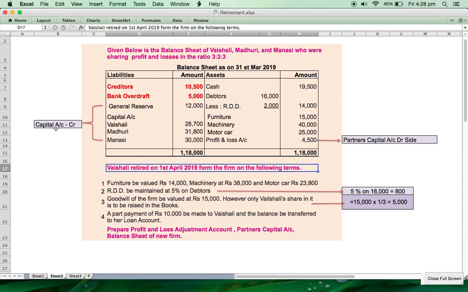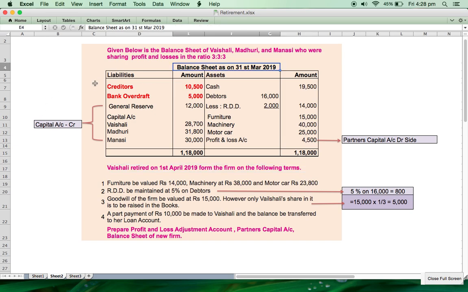Vaishali retired on 1st April 19 from the firm. So let's see the old balance sheet first. At the liability side, you would find creditors, bank overdraft, general reserve, and capital account balances. Asset side, you would find cash, debtors, RDD, furniture, machinery, motor car, and profit and loss account balance. This is accumulated loss, which will be transferred to partner's capital account debit side.